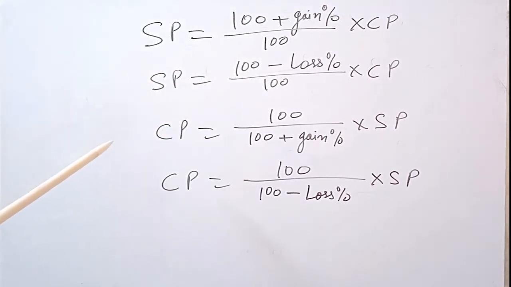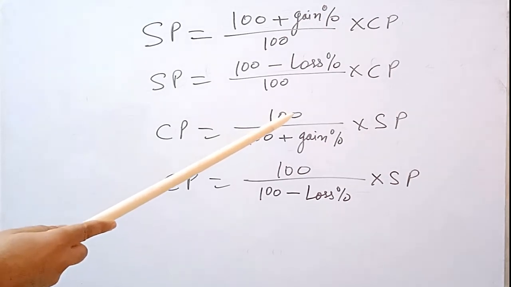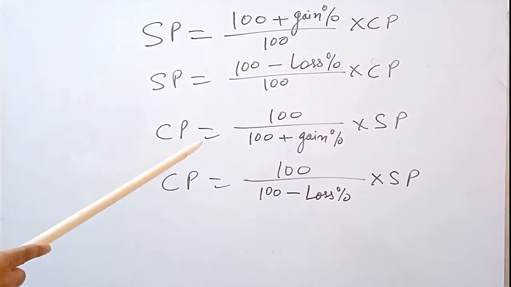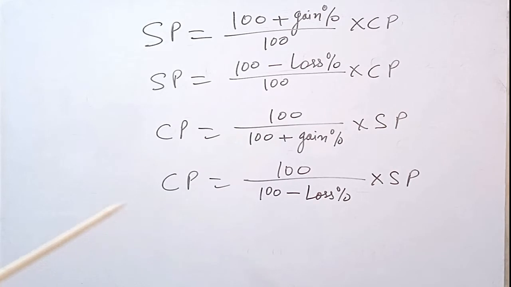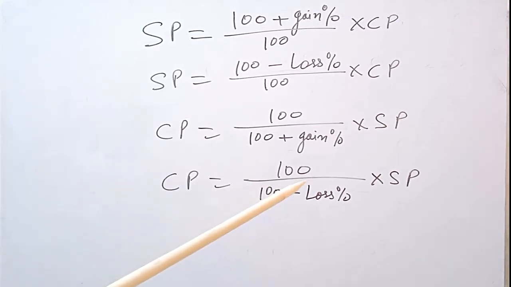Now to find the CP whenever the gain percent and SP are given, CP equal to 100 upon (100 plus gain percent) into SP. And CP equal to 100 upon (100 minus loss percent) into SP whenever the loss percent and the SP are given. With the help of these, we will try to do the sums of exercise 8B and 8C.